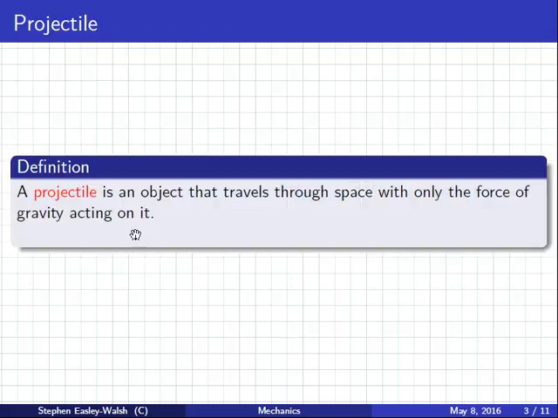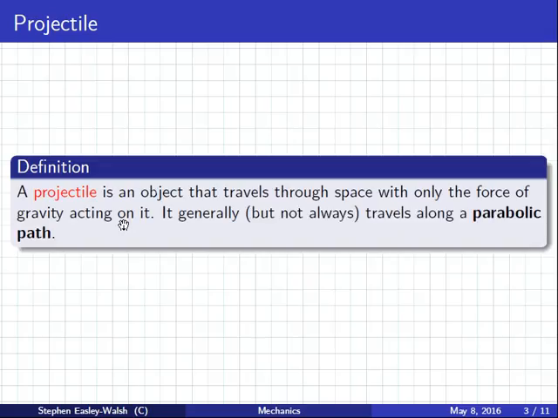Okay, so the formal definition of a projectile. A projectile is an object that travels through space with only the force of gravity acting on it. Just before you write this down, be clear. The only force on it must be gravity. So a rocket ship, a spaceship, is not actually a projectile because of the engines. Just to be very, very clear, projectile, only the force of gravity. That's key. It generally, but not always, travels along a parabolic path, which I'll show you what that looks like in a moment.